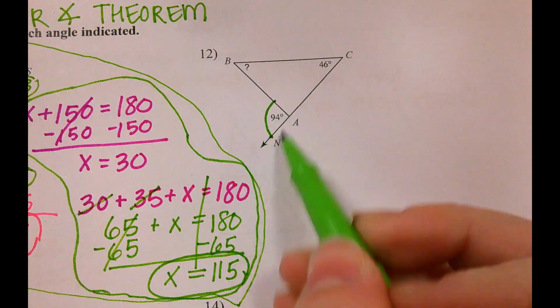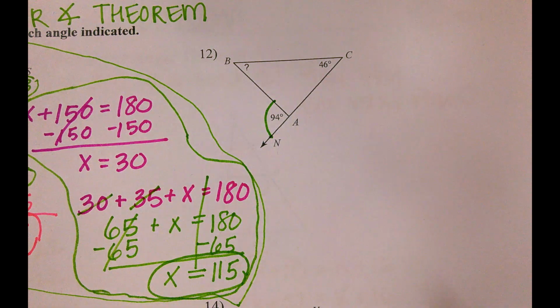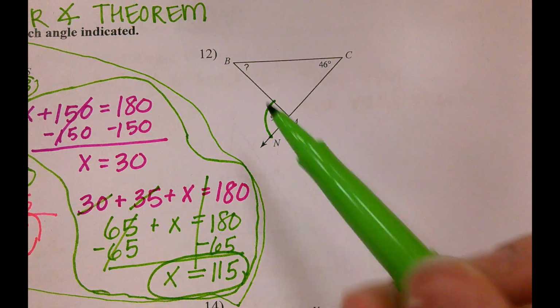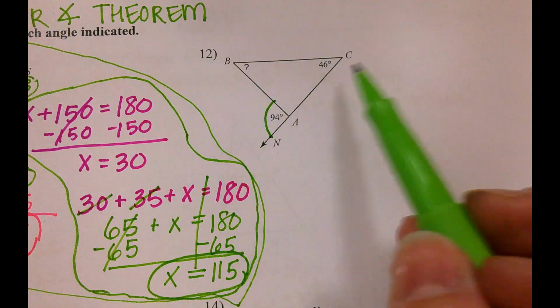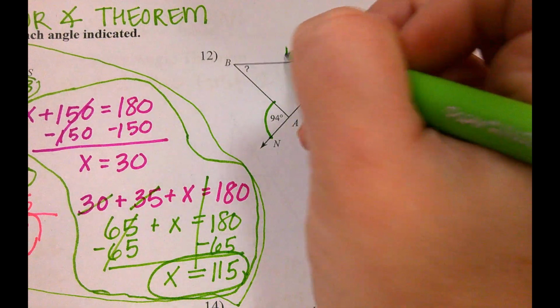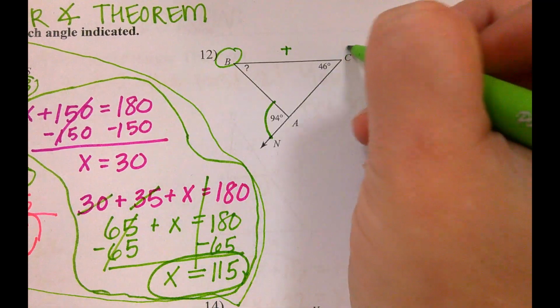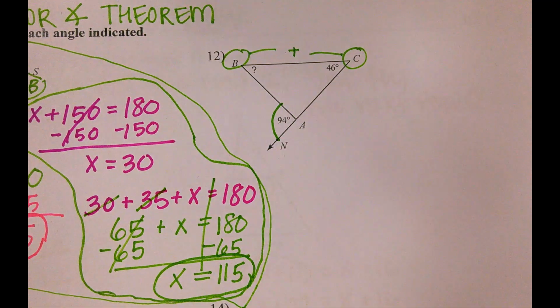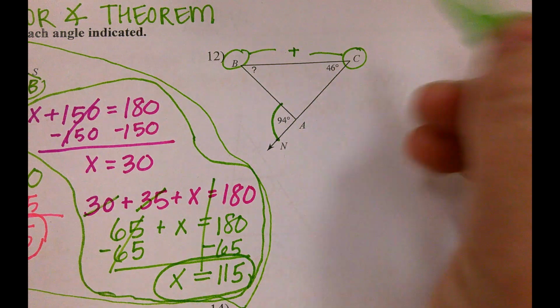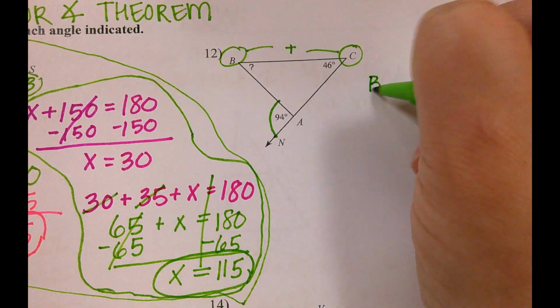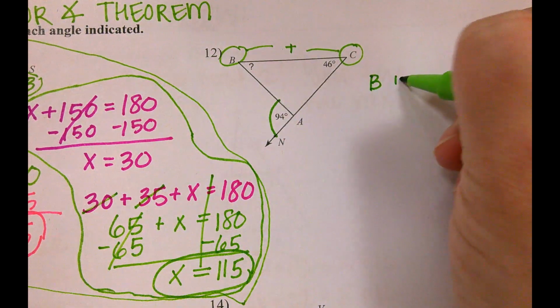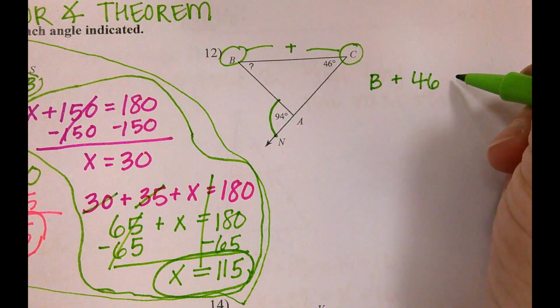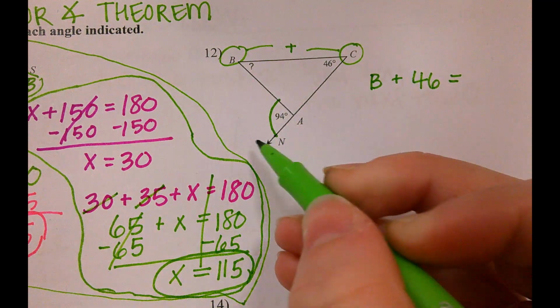What is this angle equal to? B and C added together. I add these together, it equals 94. So knowing that, what equation could I write? B plus 46 equals 94. Good. B plus 46 equals 94.